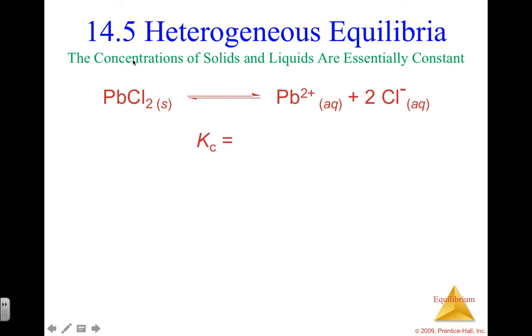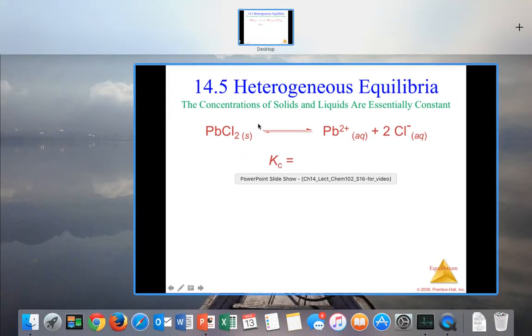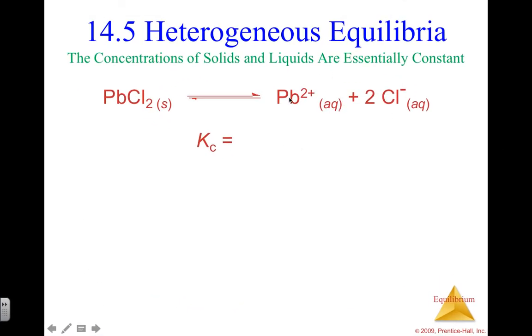So the key, the concentrations of solids and liquids are essentially constant. So you can't talk about the molarity of a solid or the molarity of a liquid, right? They're pure substances. We don't talk about their concentrations changing. So that means we're not going to include them in the K expression. So Kc is going to be the products that are aqueous, but we do not include solids.